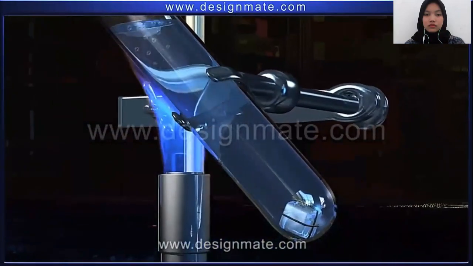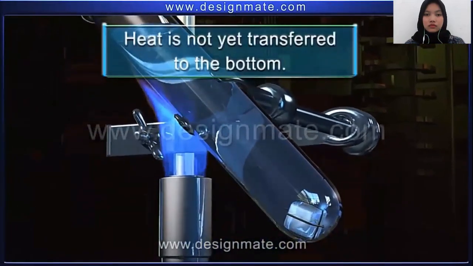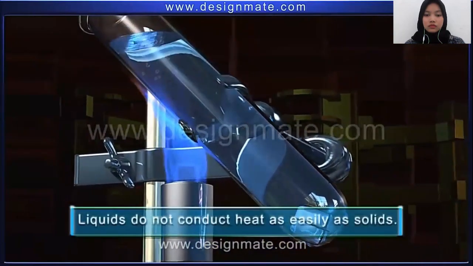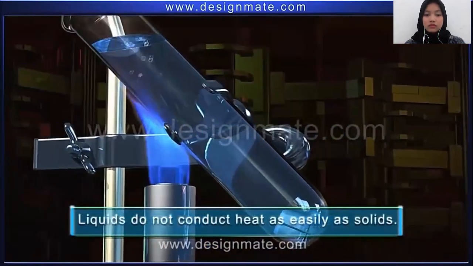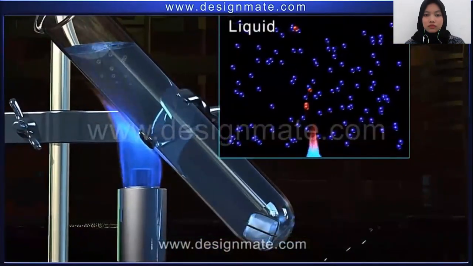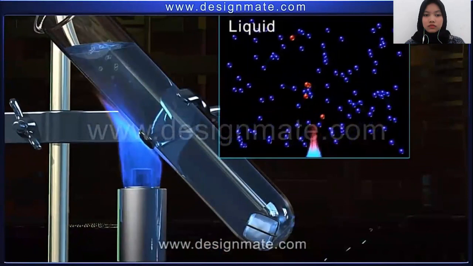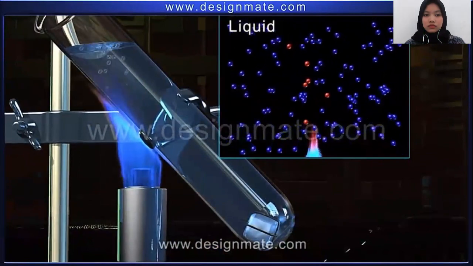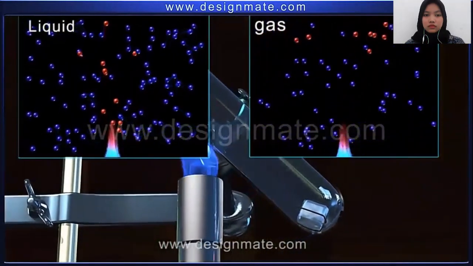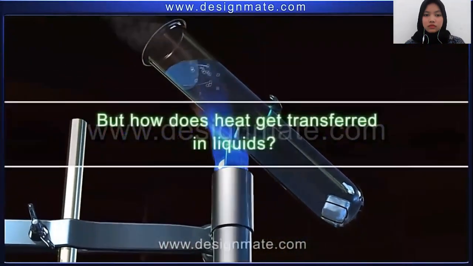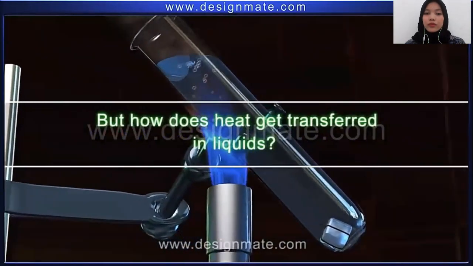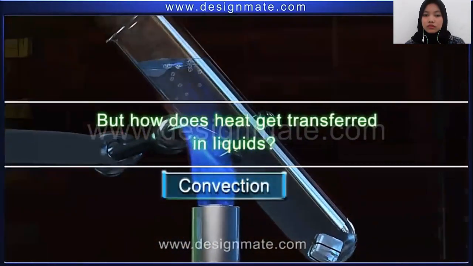This means that water at the bottom has not yet been heated, and heat is not yet transferred to the bottom. This experiment clearly shows that liquids do not conduct heat as easily as solids, because the molecules of liquid are not arranged in close contact with each other. In comparison to liquids, gases fare even worse while conducting heat. But how does heat get transferred in liquids? Heat transfer in liquid takes place by a phenomenon called convection.